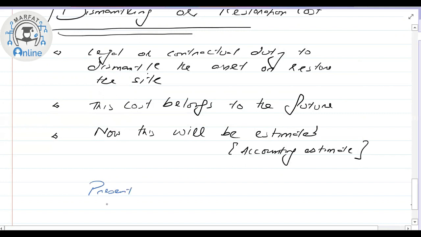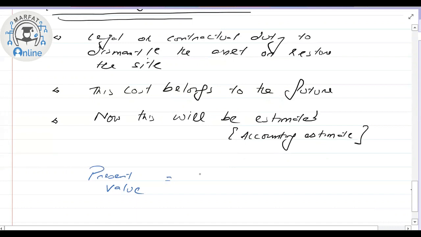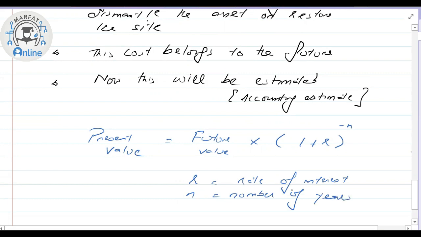So we have to calculate the present value today, as you did in F9. Present value equals future value multiplied by (1 plus R) raised to the power minus N. R is the rate of interest which we use to discount, and N is the number of years. As you know, when we are bringing the future value to the present value, this process is known as discounting.